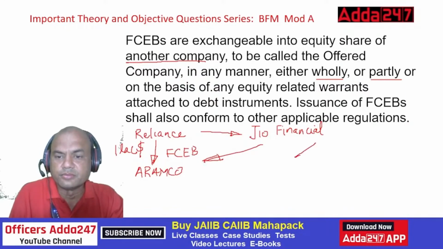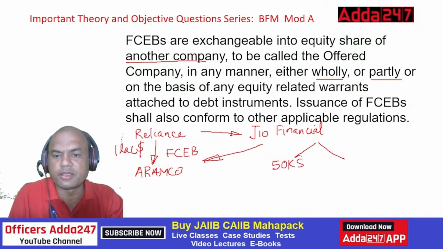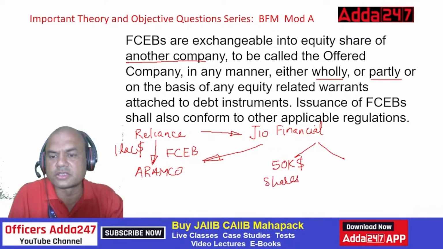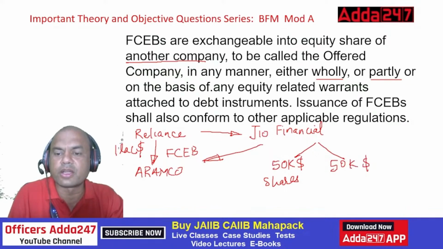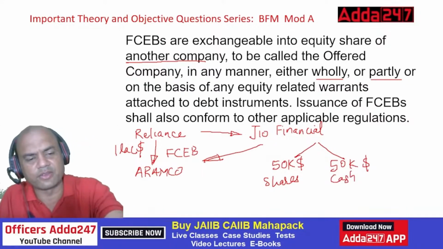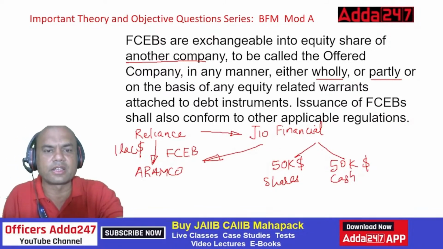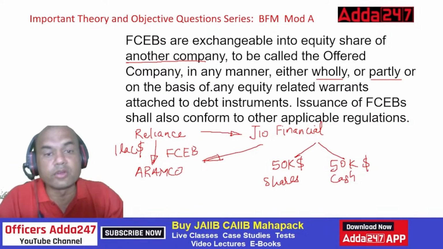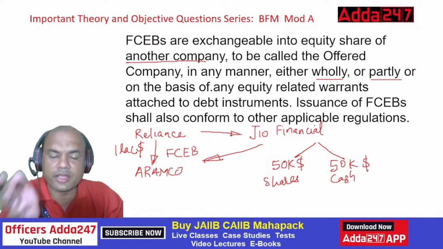$50,000 will be shares, and $50,000 I'll give you cash. Cash means basically fund transfer. Okay, so fund transfer or cash, you can say cash. We call it cash only. If it is fund transfer, we generally call it cash only. Okay, so in any of these ways it can be given.